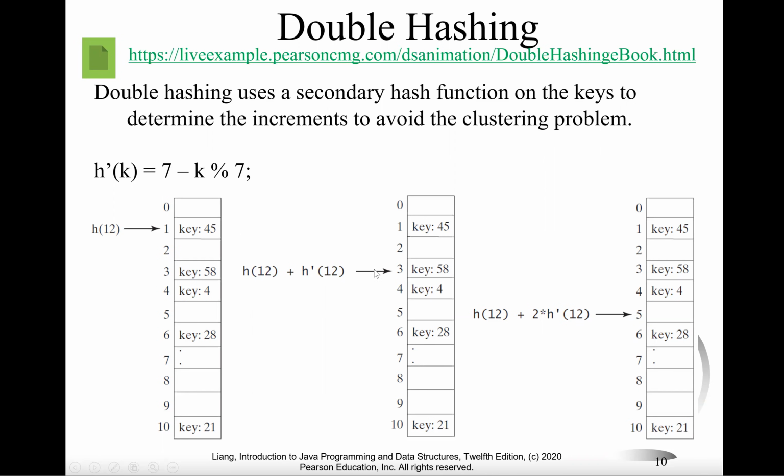So here we are going to look at 1 plus 2, which is 3. And this is already occupied. And then we go to 2 times h prime of 12, and that is 4. So 1 plus 4 is 5. This is fine. So let's look at this animation.